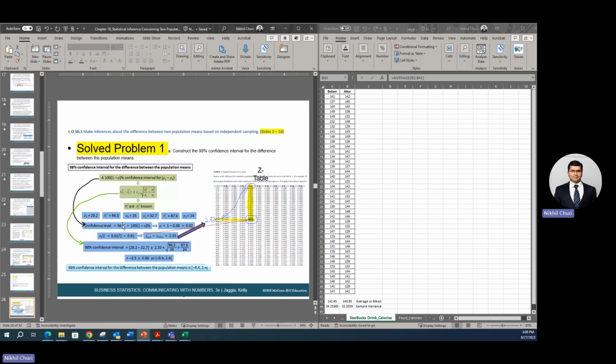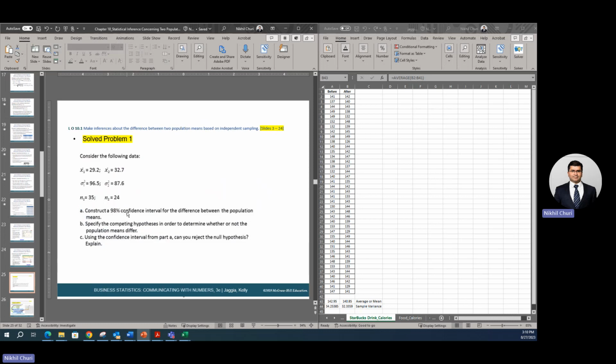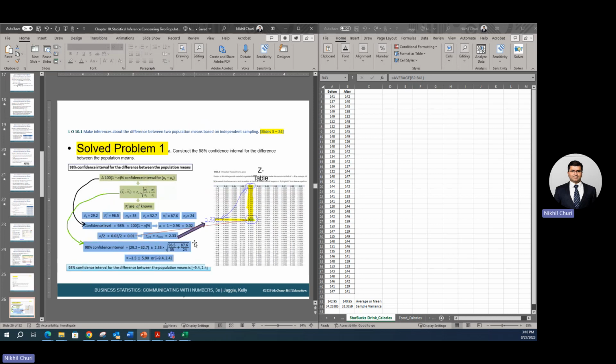Your confidence level of 98% is asked in the question. How to interpret that is, 100 multiplied by 1 minus alpha percent is 98%. In this case, the only unknown is alpha. So you can rearrange, and that gives you your alpha value as 1 minus 0.98, which is equal to 0.02.